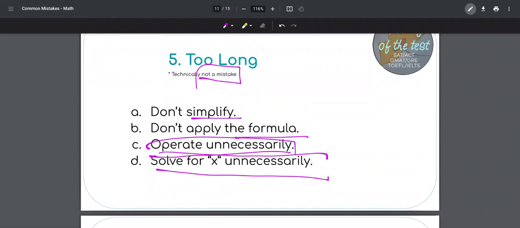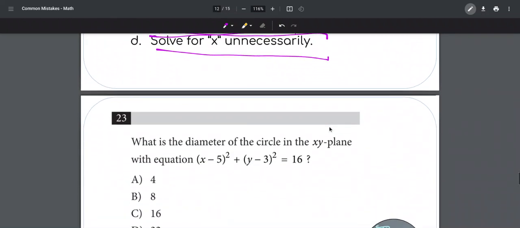Like if they're asking for x plus 1 and not for x, then don't solve for x, right? Don't find x and then add 1, because that will take some time. Again, you can see the video of principles of math where I cover some of these topics for not taking too long.